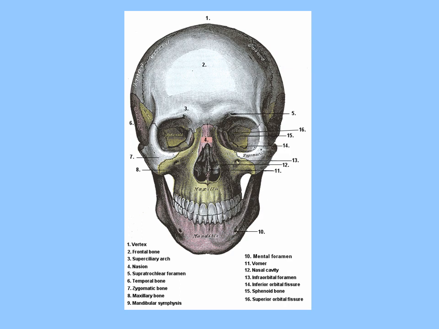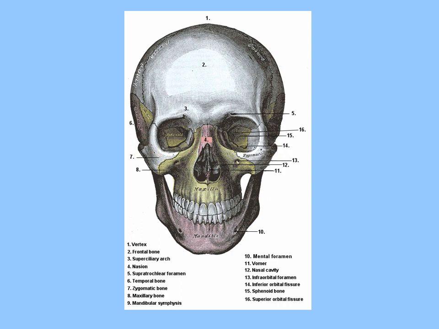We'll start our discussion of the head with a brief discussion of the osteology of the skull as it relates to the other structures we'll be talking about. This is obviously a frontal view. Anteriorly, we have the frontal bone that makes up the forehead. Inferior to the frontal bone, we have the orbits.